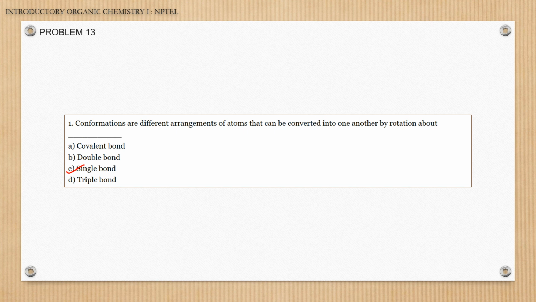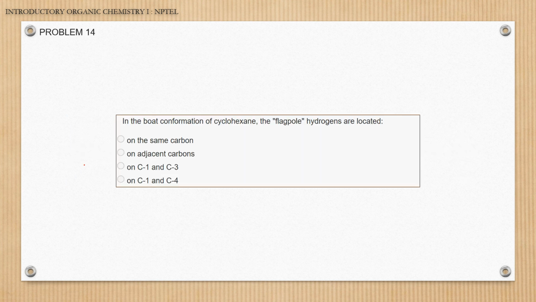So coming to problem number 14. Problem 13 was a very straightforward question. Guys, in this we are talking about the conformation of cyclohexane, the boat conformation. They are asking, in the boat conformation of cyclohexane, the flagpole hydrogens are located at. The options are on the same carbon, on the adjacent carbon, on C1 and C3, or on C1 and C4. On C1 and C4.